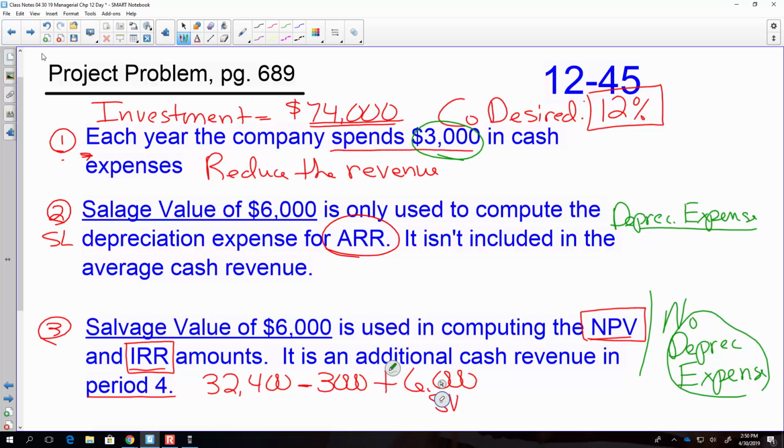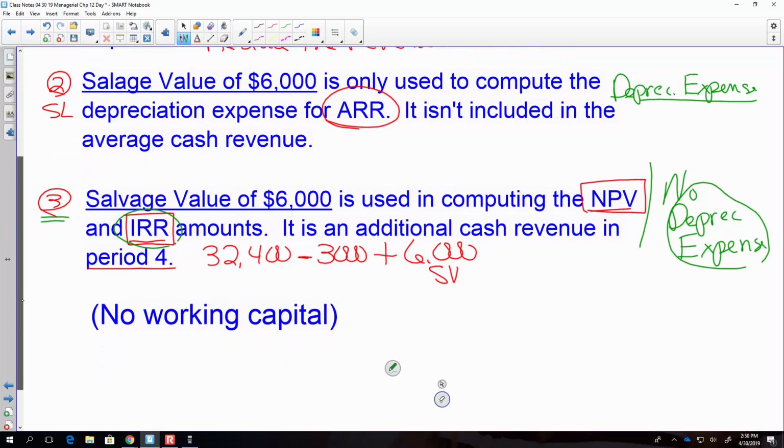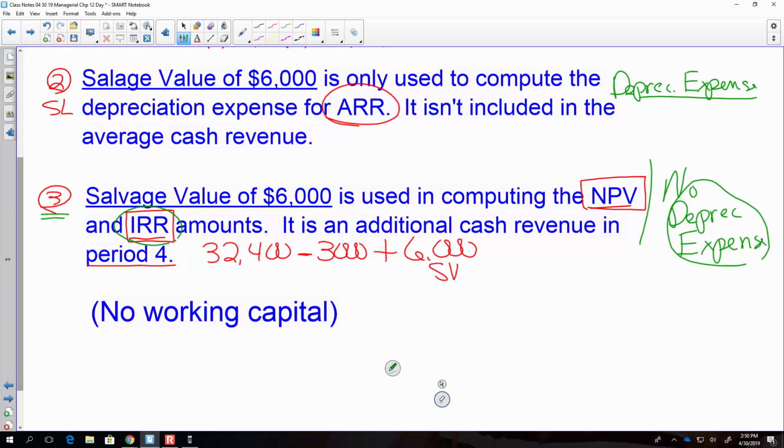And the other problem is for the net present value, item 3 here, for the net present value and the internal rate of return computations only, don't forget the salvage value. Please add that in period 4. Don't forget the $6,000 salvage value amount that's added in that cash flow stream in period 4. So please remember that.